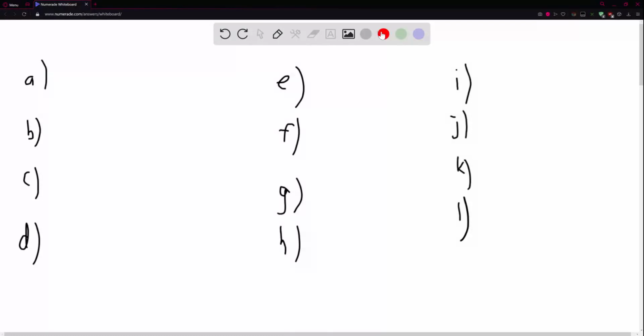In this problem, we're asked to give the formula for a number of compounds. So we're just going to start at the top and work our way forward. The first one is ammonium hydrogen phosphate. So we're going to start by writing each of the ions here. So we have ammonium, and we have hydrogen phosphate, HPO4.